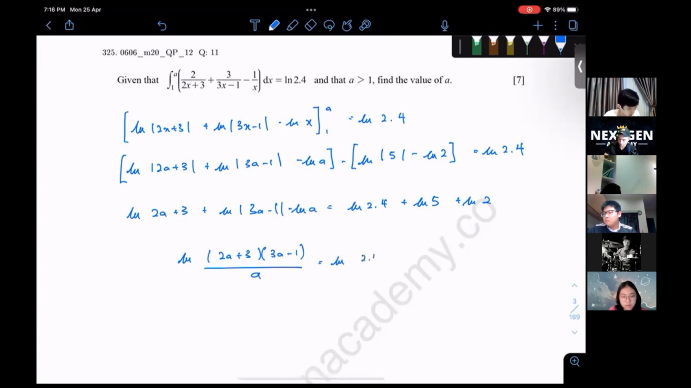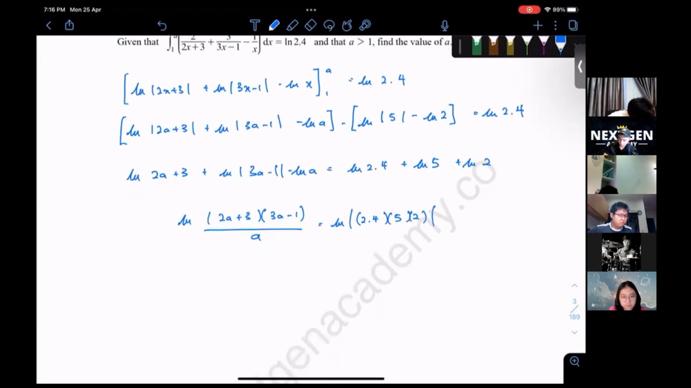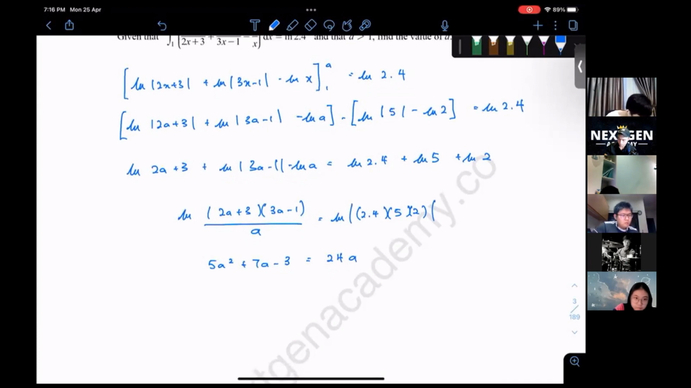Yes. Okay, let's just write that down first. 2.4 times 5 times 2. Then 5a squared plus 7a minus 3 equals to 24a. Okay, and then bracket a minus 3, bracket a plus 1 over 6 equals to 0. Wait, let's move the 24a over to the other side first. Sorry, you get 5a squared, or 6a squared?